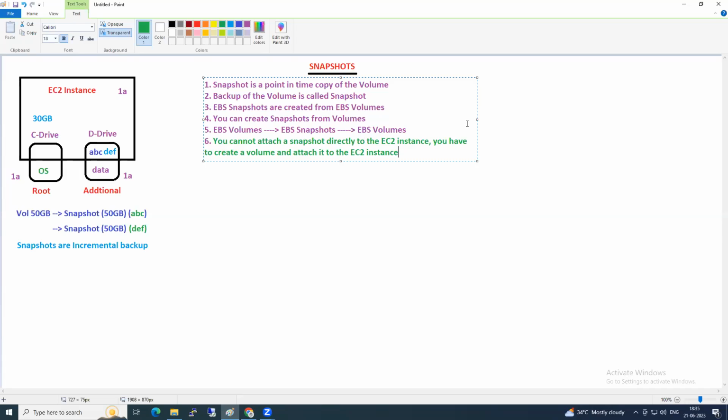The data will not be overwritten, Sai Teja. It is incremental, no? Is it possible to log into the snapshot? No. It is not possible to log into the snapshot.